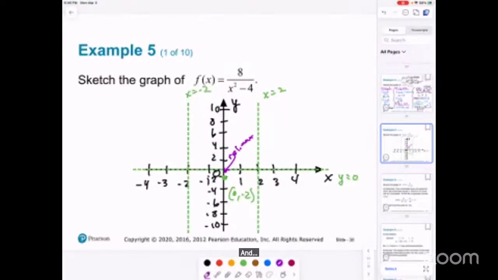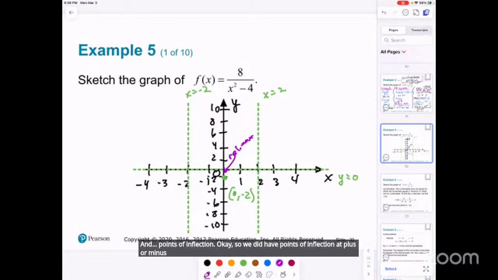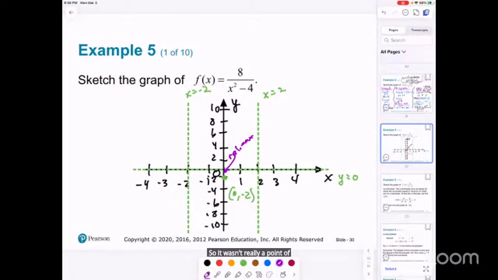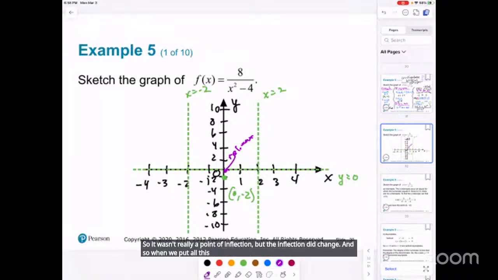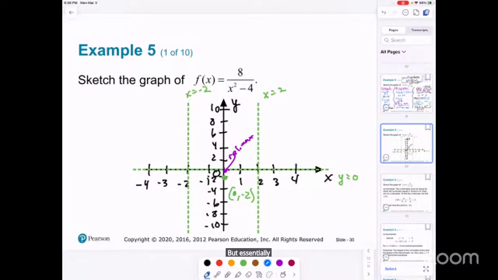And points of inflection. Okay, so we did have points of inflection at ±2. That just means that the concavity changed. It went from concave up to down to up. So it wasn't really a point of inflection, but the concavity did change. And so when we put all this together, if we chose a few additional points between and beyond the x-intercepts, it'll be a little bit easier. But essentially, we're going to get an image like the following.